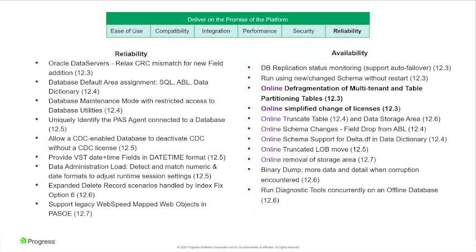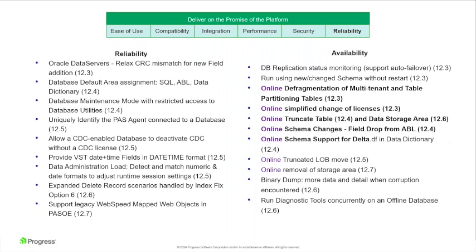On the availability side, earlier in the presentation, I brought up that we had several utilities move online, and they're all bolding now. There's online defragmentation of multi-tenant and table partitioning tables. There's an online simplified change of licenses. There's online truncate table, online truncate data storage area. Online schema changes, there are field drops, there are field adds, online schema support for the Delta DEF and the data dictionary, online removal of storage area, several online items. I can't emphasize this enough.